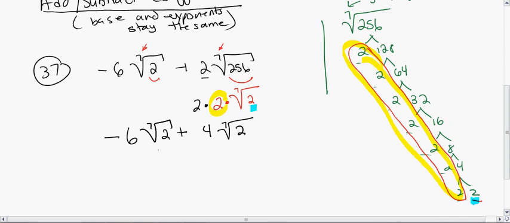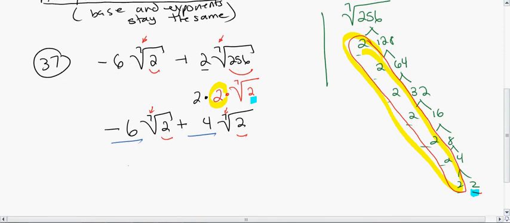All right, now let's do our like term check. Do I have the same base? Yes, they're both 2s. Do I have the same exponent? Yes, they're both 1/7. That means I can add or subtract my coefficients. So -6 plus 4 is going to be -2. -2 times the 7th root of 2. And there's the answer to number 37.